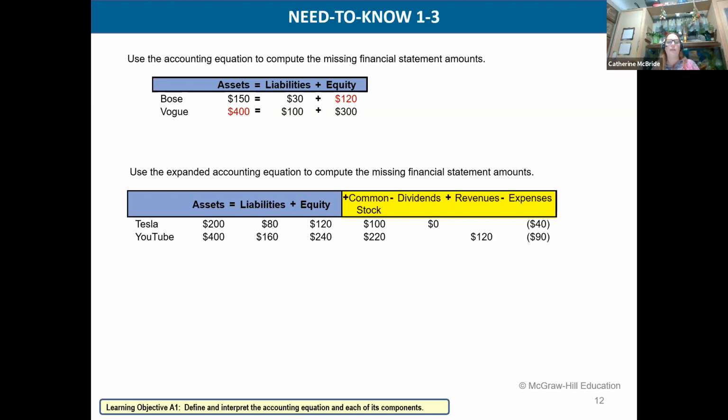All right, so we know we need to come up with 200. Well, I have liabilities of 80, so I'm going to add 80. I have equity of 120, so I'm going to add 120. I have $100 of common stock.